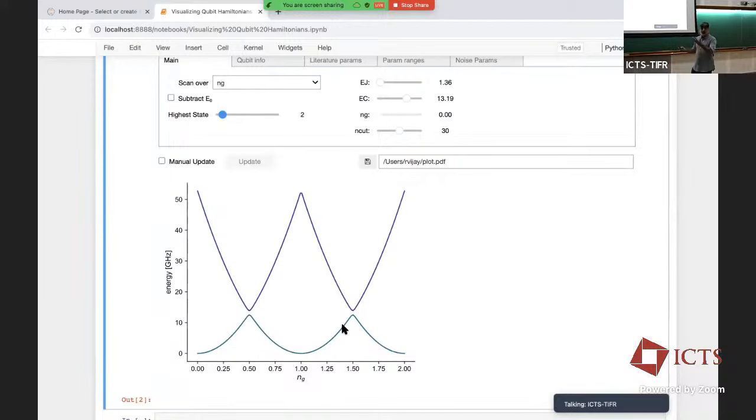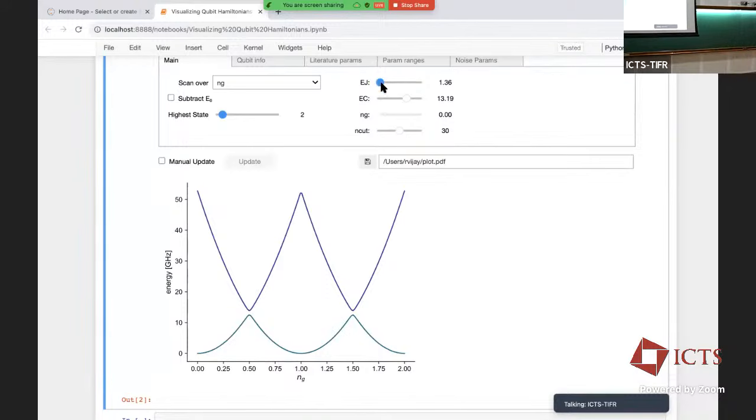But other things also change. The matrix elements between these levels could change, so that can affect the relaxation time. If I remember correctly, the matrix element is the strongest here. So in terms of relaxation, this is the worst point, but in terms of dephasing, it's the best point. But it could be small enough that you can still work with that. So this is really a nice tool.